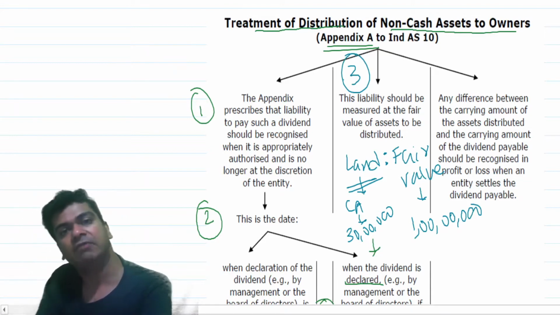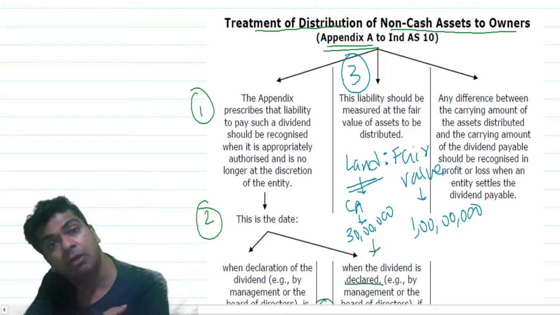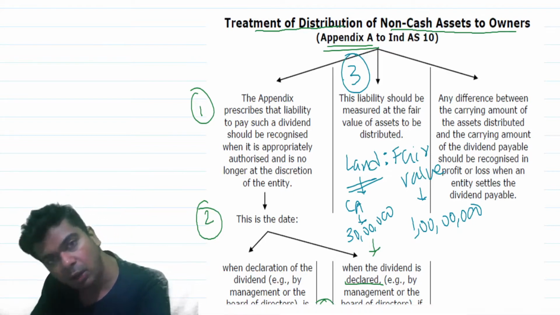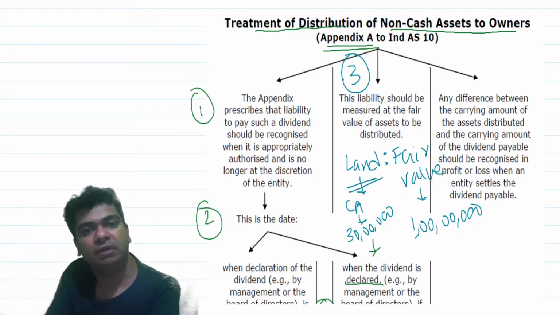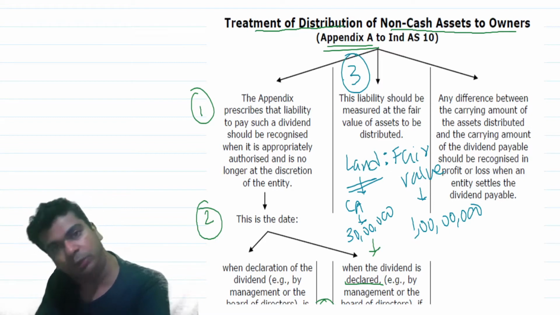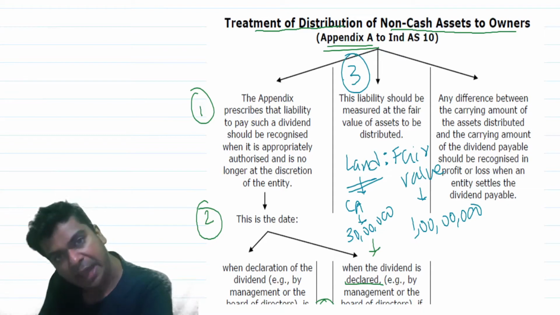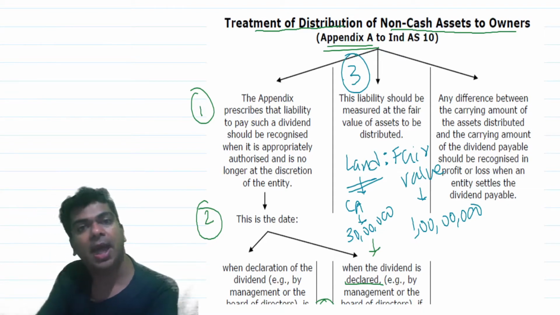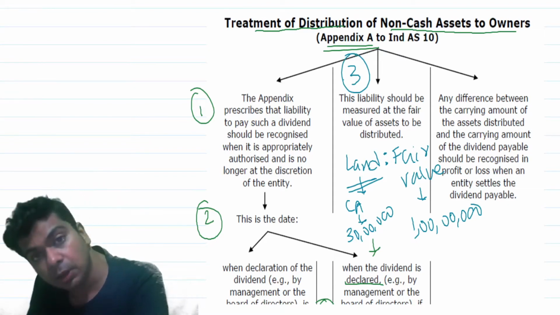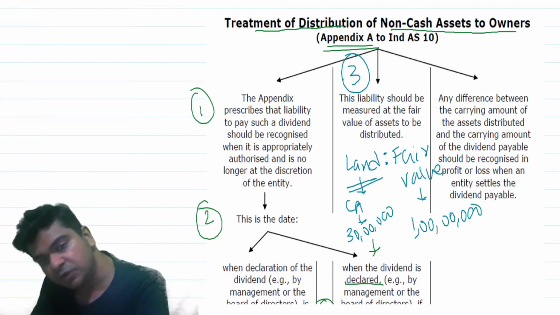Its latest fair value is 1 crore. Because I will be distributing the land right now, the liability of the dividend will be the latest fair value of the asset to be distributed. But then this is causing a difference between the carrying amount of the asset and the carrying amount of the dividend payable. What to do with this difference?